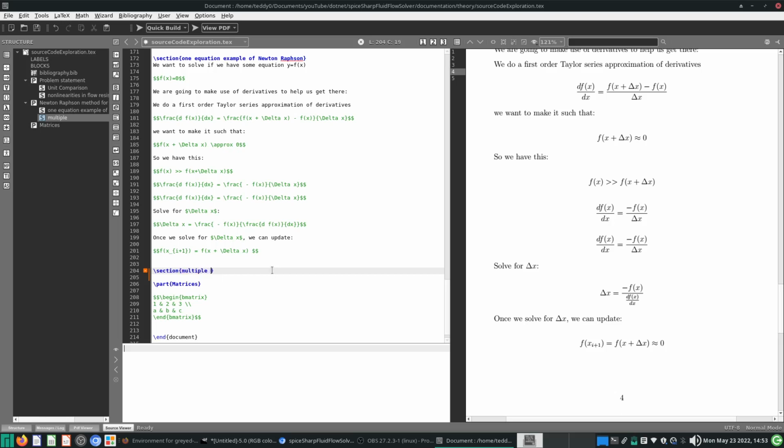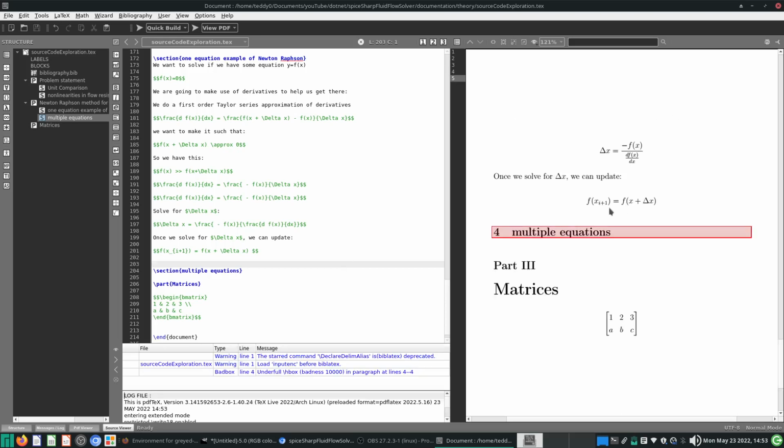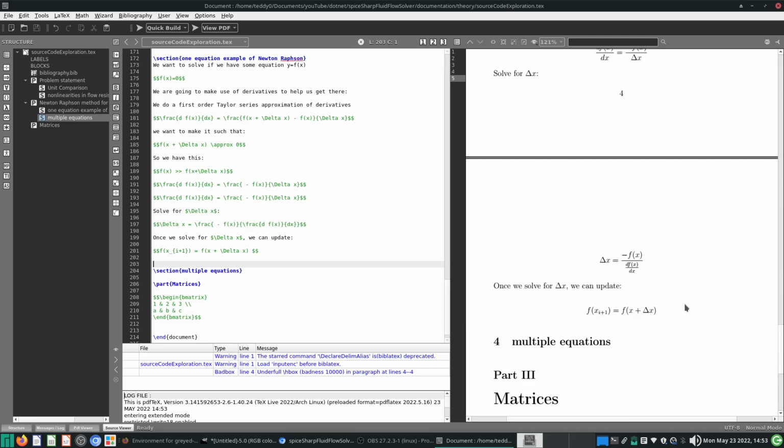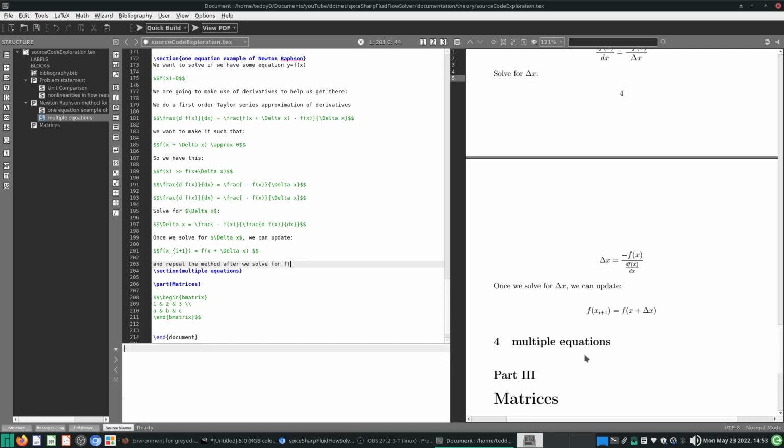Okay, multiple equations. So this is the single equation Newton Raphson method. We can keep iterating until we get closer and closer to the actual true 0 point. So we repeat the method after we solve for f(x) i plus 1. So i is the iteration number.